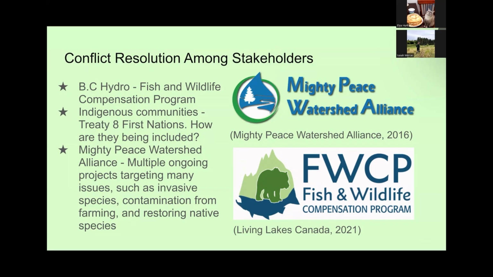While they are to be consulted, they do not have much real authority in many decision-making processes for the watershed they call their home. They're deeply impacted due to all of the decisions that are made for the watershed. They deserve to be included. The Mighty Peace Watershed Alliance has multiple ongoing projects that involve targeting several different issues, including tackling invasive species, contamination from farming, and restoring native species to the watershed area.